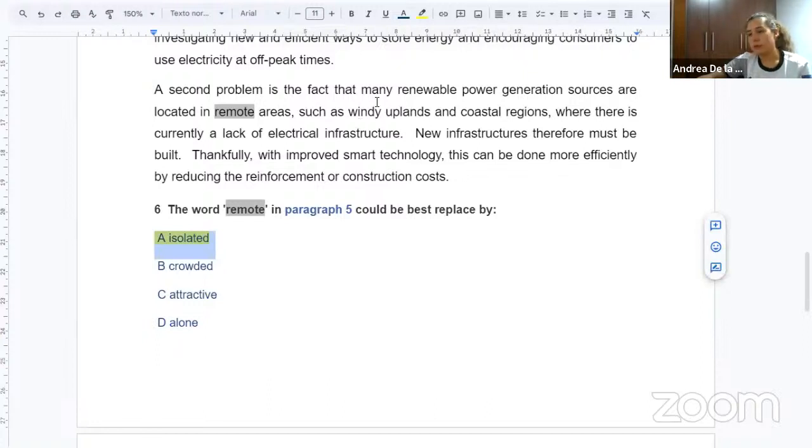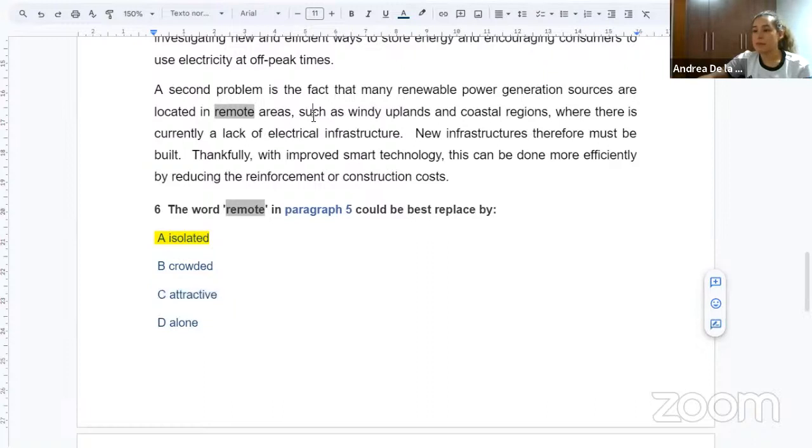And we have a lot of context clues because first of all, it says that it's a problem that these renewable power generation sources are located in remote areas. So would it be a problem if these sources were located in crowded areas? Maybe, but not really, right? In attractive areas, that's probably not. Alone areas, definitely not, because we don't describe places with the word alone. Attractive doesn't make sense in the context. Why would there be a problem with the fact that these generation sources are located in attractive areas?